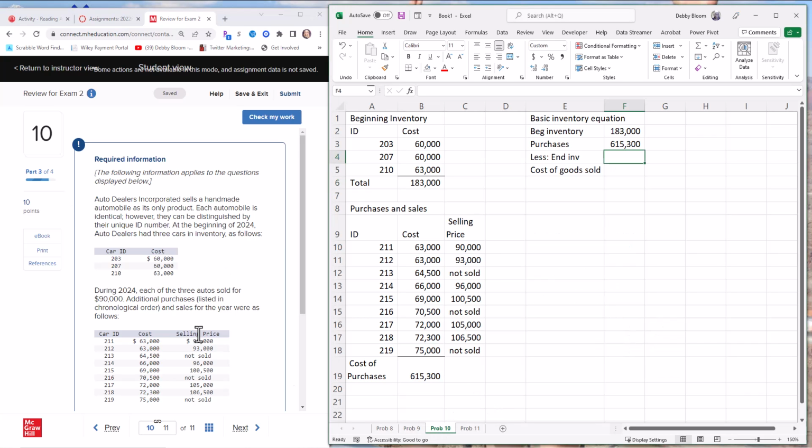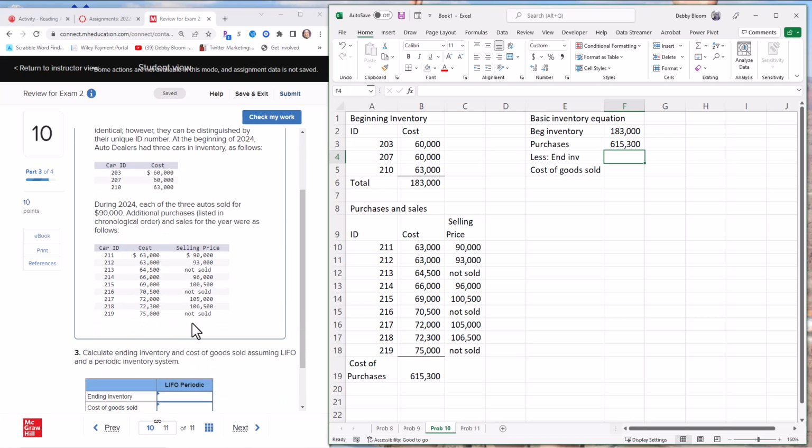In problem 10, we're using exactly the same data, but now we're supposed to calculate ending inventory and cost of goods sold, assuming LIFO and a periodic inventory system. So once again, we have to know our job. With a periodic inventory system, what we have to do is give a cost to the units in the ending inventory.